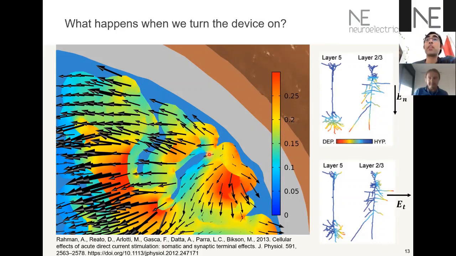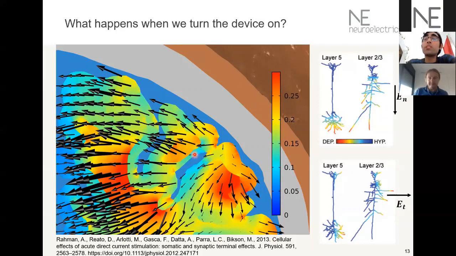And how does this work? Well, if the normal component of the electric field is pointing into the cortical surface, it's pointing into the soma of these pyramidal cells, this will lead to a depolarization, so an increase in the transmembrane potential of the soma, which will make this cell more easily excitable. So it's increasing cortical excitability. On the other hand, if the electric field is pointing out of the cortical surface, then this would lead to a hyperpolarization of the soma. So it will make these cells less excitable.